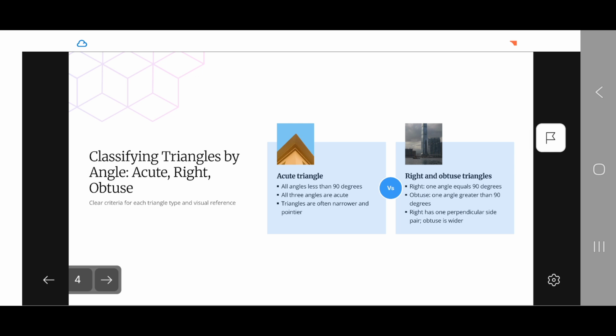Okay, so now we're classifying triangles by angle. Acute, right, and obtuse. So, go ahead and divide this again. Break that down by section. Section 3, classifying triangles.